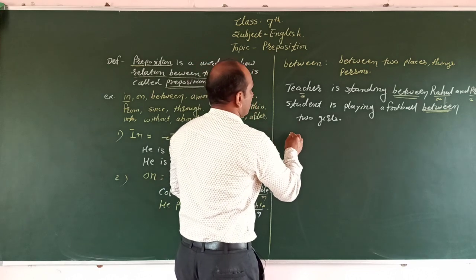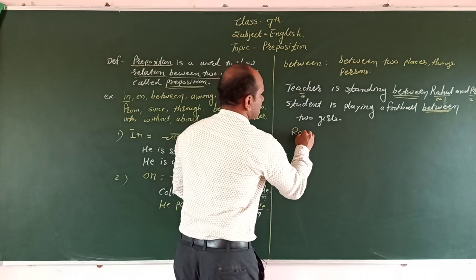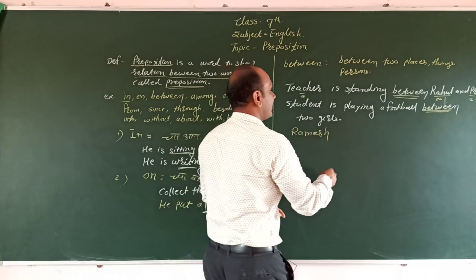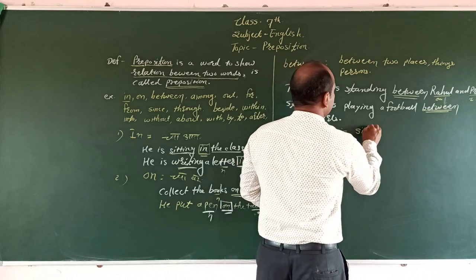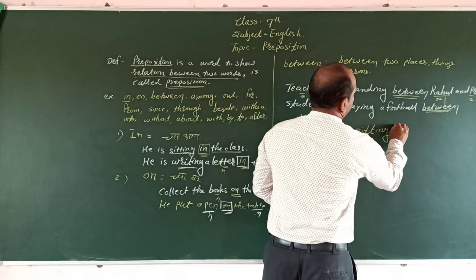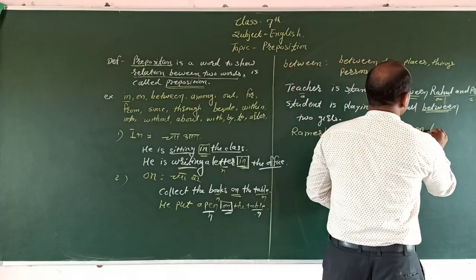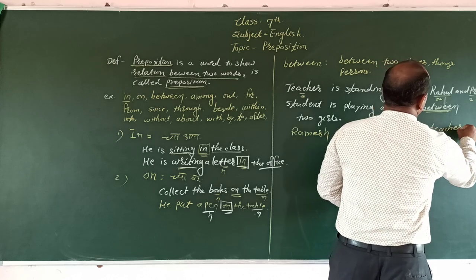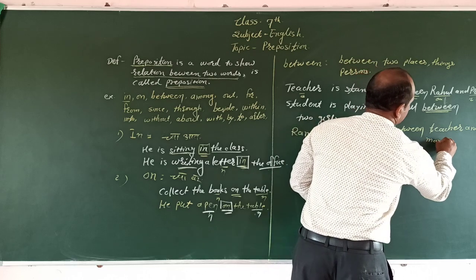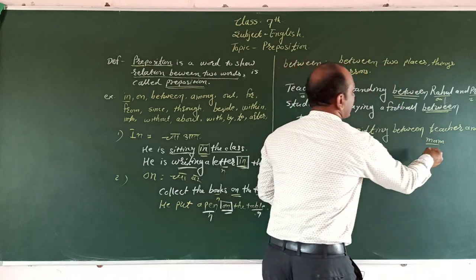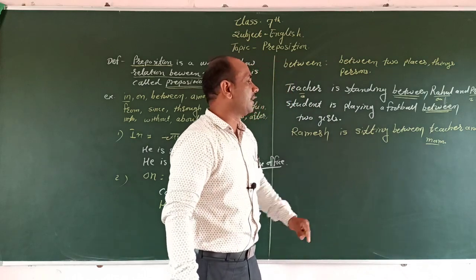Here, Ramesh is sitting between teacher and mom. Listen, for example, here we write: Ramesh is sitting between teacher and mom.